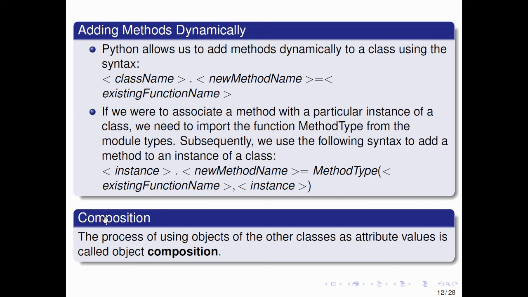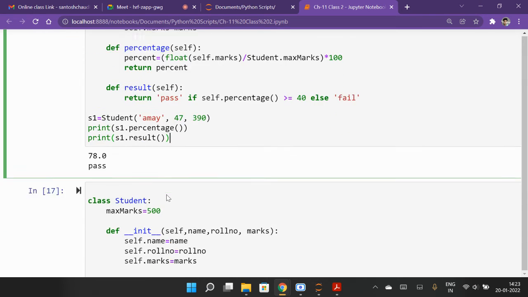Next is composition. Composition you know already, and in the beginning we have done this. Like in mathematics, you know the composition. What happens when one function operates over another function? That is called composition. So here also, when one class uses the variables of the other class, or when you import one class into another class, that is composition. So the process of using objects of other classes as attribute values is called composition. Like we have seen now, see.